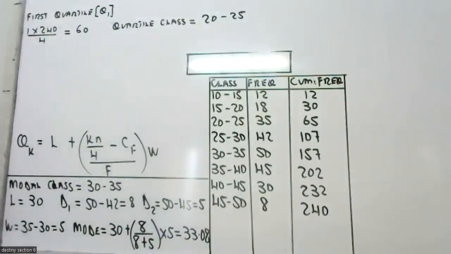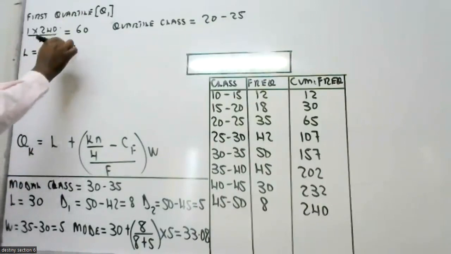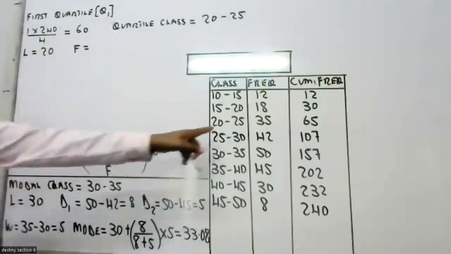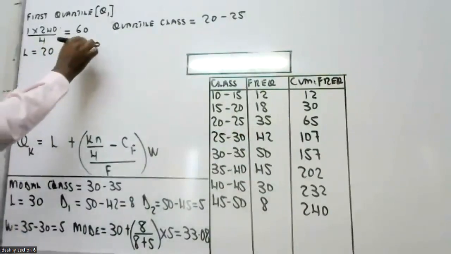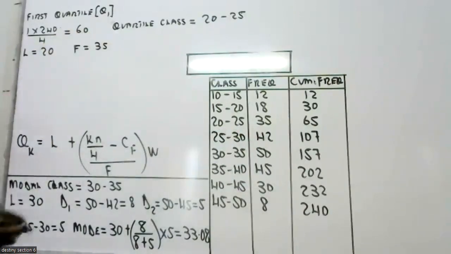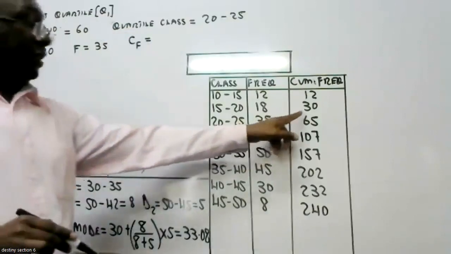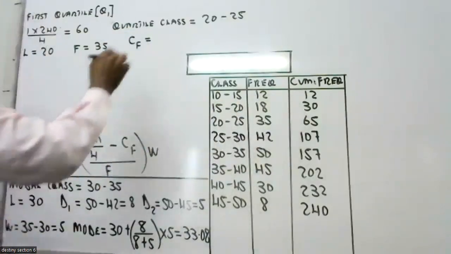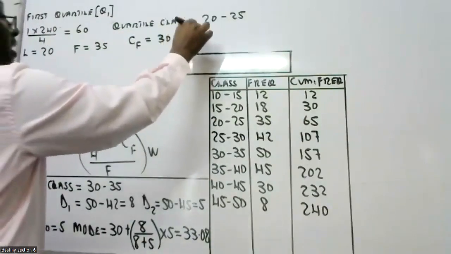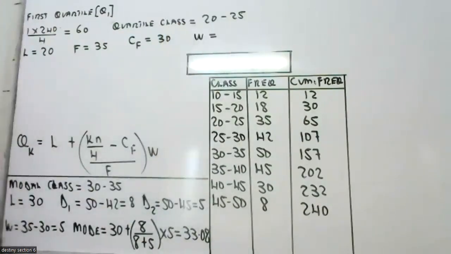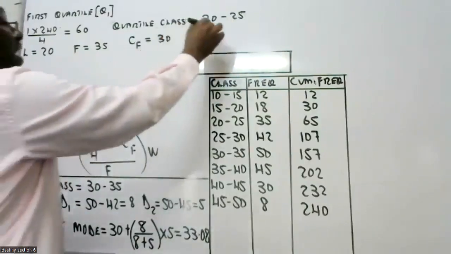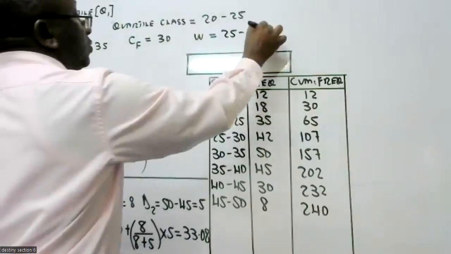Now, the lower limit of that class is 20. The frequency of this class is 5. The cumulative frequency above that class is this one, 30. And the width of that class is 25 minus 20, which is 5.